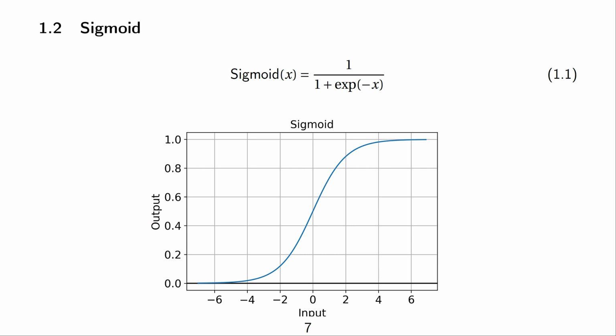Let's start with the sigmoid function. The sigmoid function is defined by 1 divided by 1 plus e to the power of minus x. If we look at the plot, then the input is plotted on the x-axis and the output is plotted on the y-axis. We can see that the output range of the sigmoid function goes from 0 to 1.